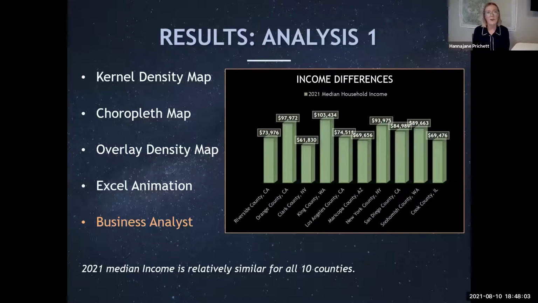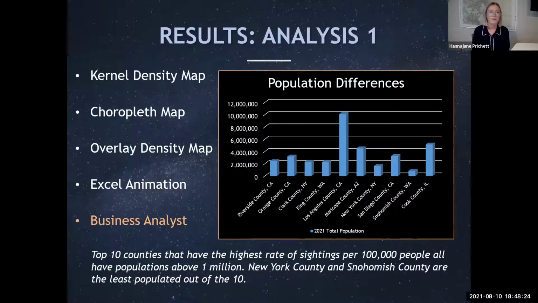We can see that 2021 median household incomes are relatively similar for all 10 counties with the highest rates of sightings per 100,000 people. We can see that 8 out of 9 of these counties are above average in the 2019 US median household income. The top 10 counties that have the highest rate of sightings per 100,000 people all have populations above 1 million. New York County and Snohomish County are the least populated out of all 10, and Los Angeles is the highest populated.